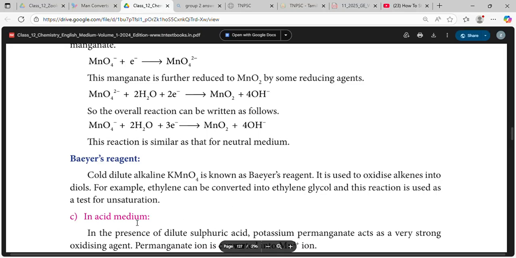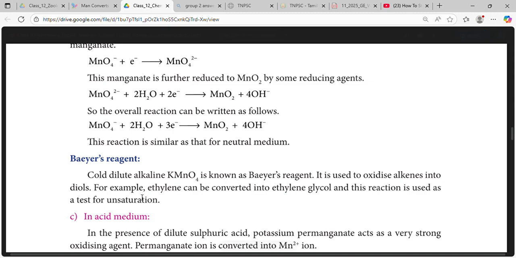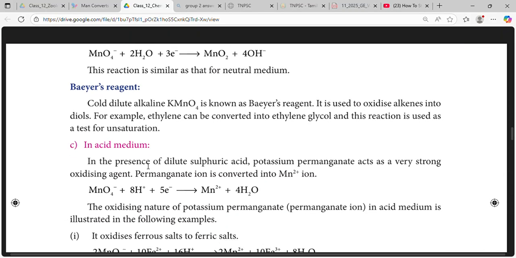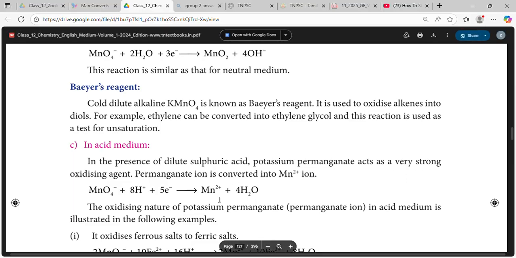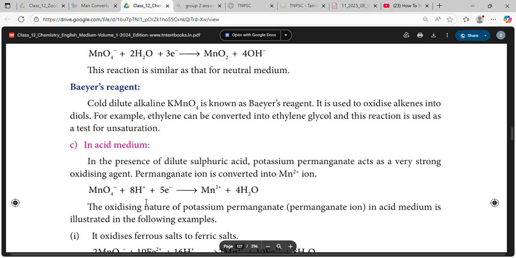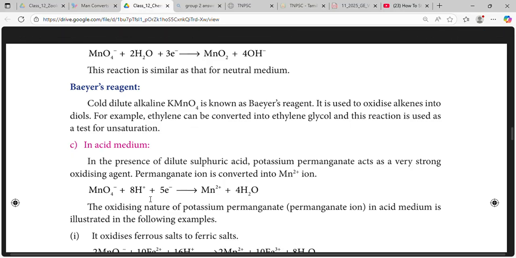It is used to oxidize alkenes into diols. For example, ethylene can be converted into ethylene glycol, and this reaction is used as a test for unsaturation. In the presence of dilute sulfuric acid, potassium permanganate acts as a very strong oxidizing agent. Permanganate ion is converted into Mn2+ ion. MnO4- + 8H+ + 5e- gives Mn2+ + 4H2O.